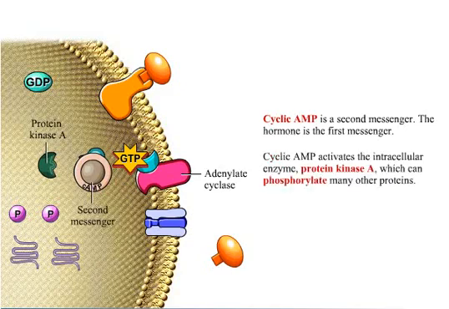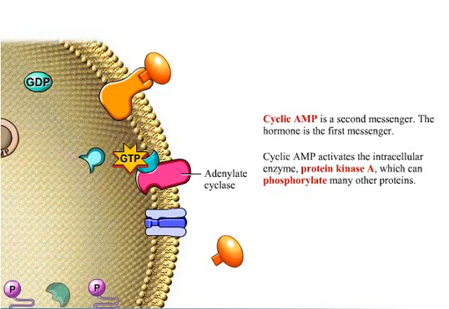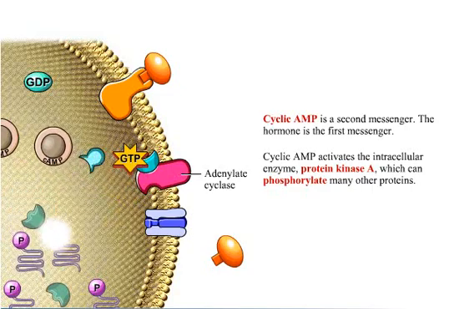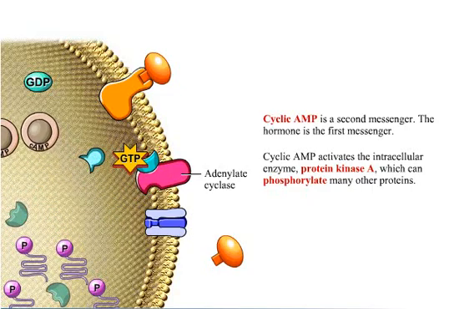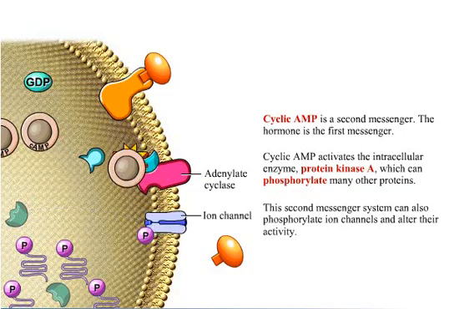Cyclic AMP activates the intracellular enzyme protein kinase A, which can phosphorylate many other proteins, activating some and inhibiting others. This mechanism can induce many different effects within a single cell and different actions in different cell types. This second messenger system can also phosphorylate ion channels and alter their activity.